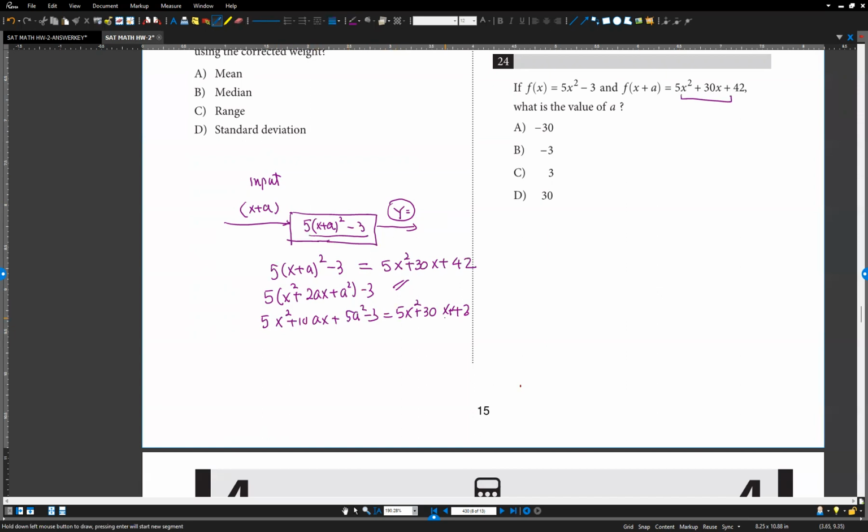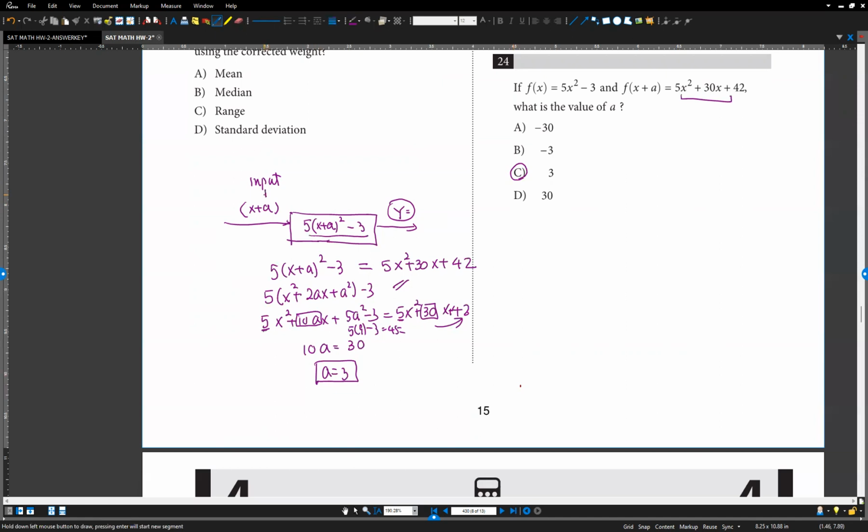Right? Because their expressions are equal for any value of x, for them to be equal the coefficients of the variables must be equal. This is the 5. We know that 10a should equal 30, right? 10a must equal 30, which is the coefficient of x. So a equals 3, isn't it? Because a equals 3, 5 times 3 squared is 45, minus 3 is still 42, but you don't have to check this one. Just check the middle term, the x term. It is okay? So 3 is the answer, okay?